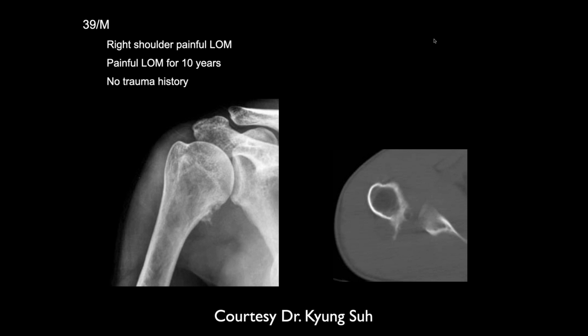We have a 39-year-old male with painful limited range of motion for 10 years, but he denies any history of trauma. There is some periosteal reaction along the medial aspect of the humeral neck, and there's some osseous hypertrophy posteriorly. I would think this could be remote trauma, like myositis ossificans. So what would you like to see next? No trauma history? I'd like to see the MRI.